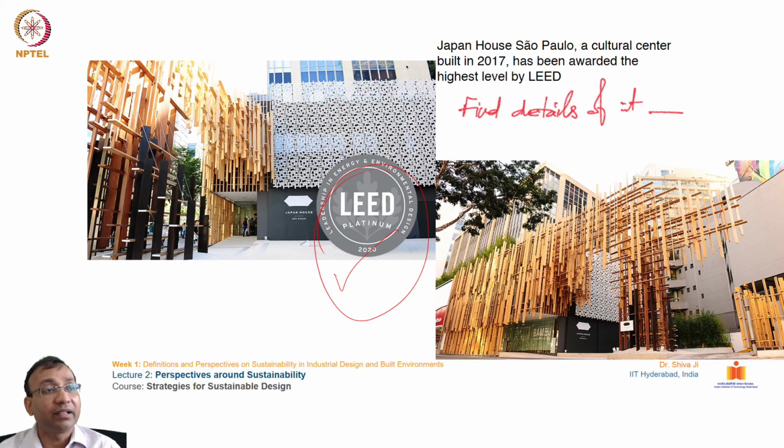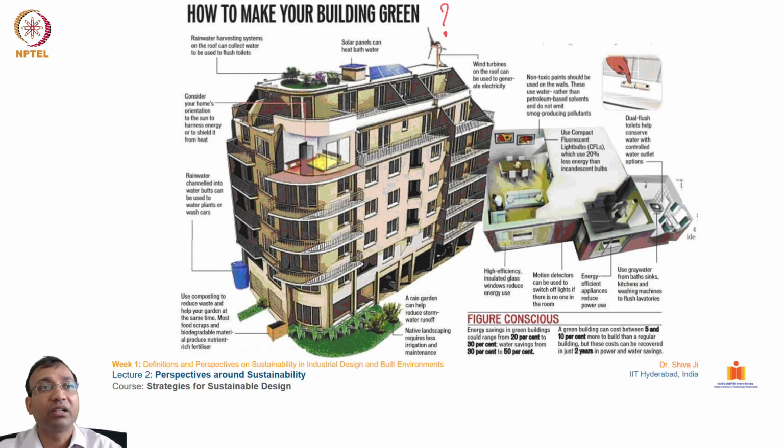As the LEED rating suggests for this particular project, this is the Japan House building from Sao Paulo. It has received a LEED Platinum rating in the latest year, 2020. So this is really one of the very good examples. Maybe you can go back and search for more details and more such examples from across the world, on how buildings can be made into green buildings.